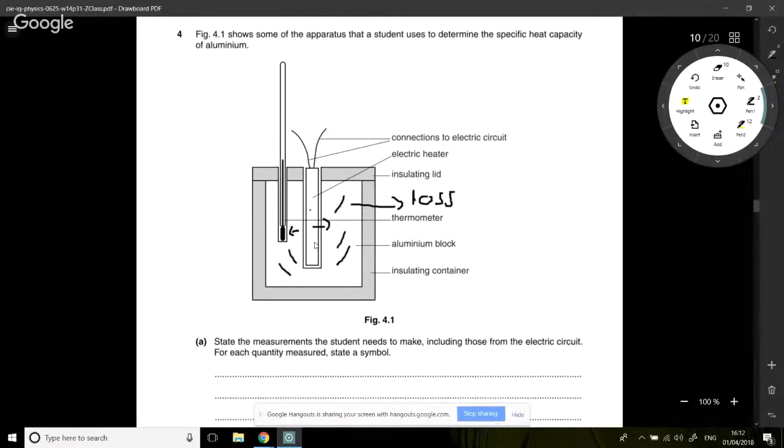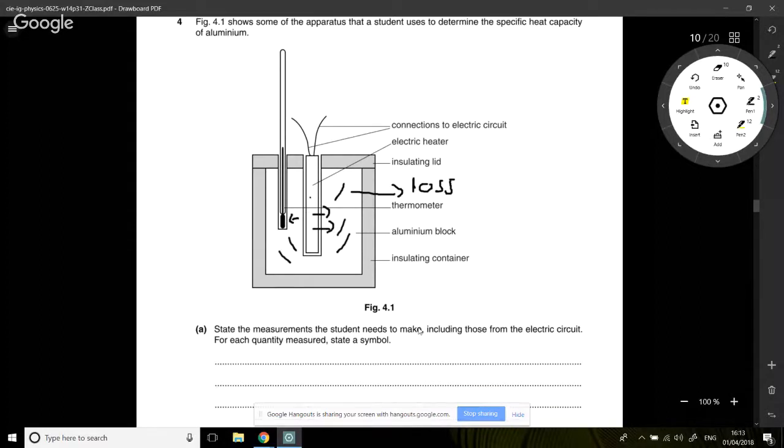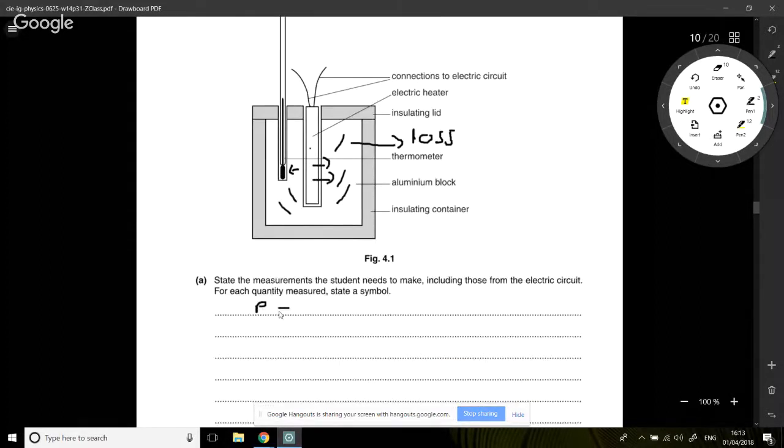So we need to figure out how much power is being put in. In order to get power, the power is equal to the current times the voltage, so we would need current and voltage. But we also want to know the net amount of energy going in, so we need power times time. So we'd also need some sort of stopwatch to measure time.